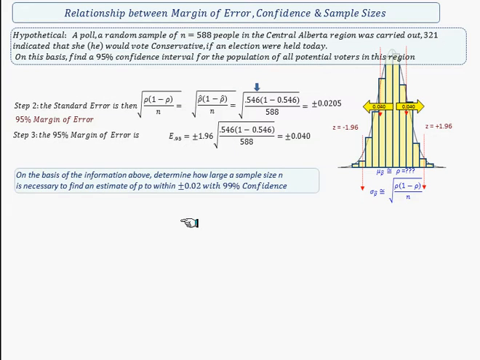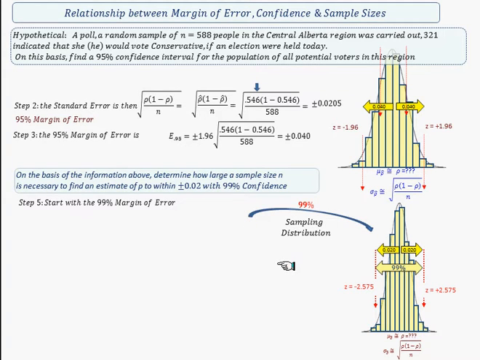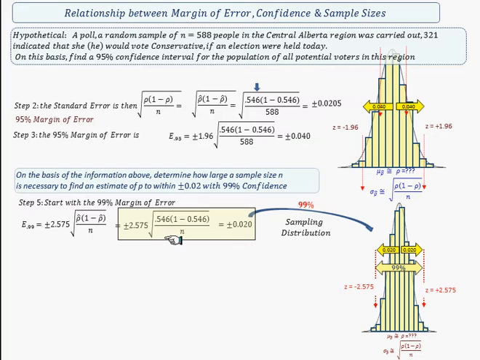Now we're going to take off from this. We want to find out how large the sample size n must be in order to find an estimate of the proportion p to within an error of plus or minus 0.02 with 99% confidence. Now look on the screen. For 99% confidence, we need a z-score of plus or minus 2.575, and the error is plus or minus 0.02, and that means we have to solve this for n.